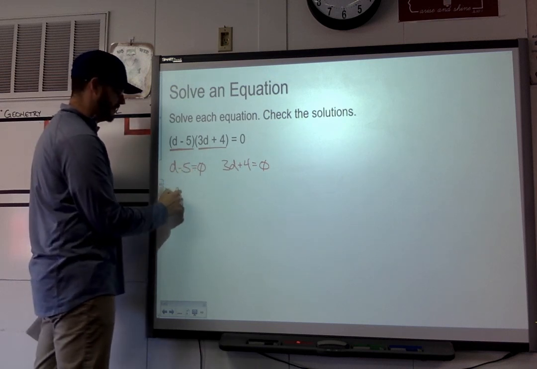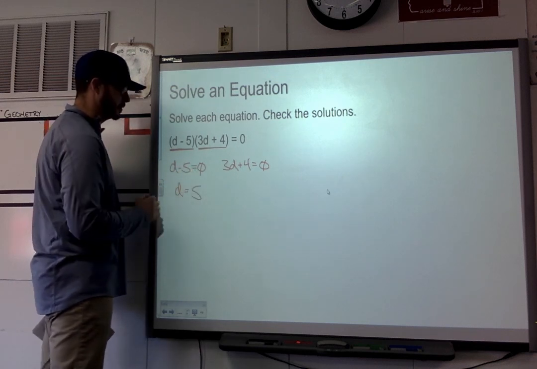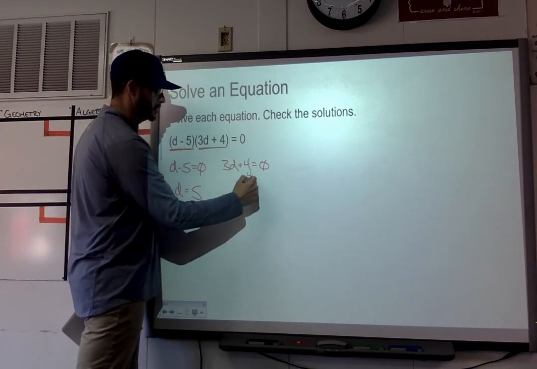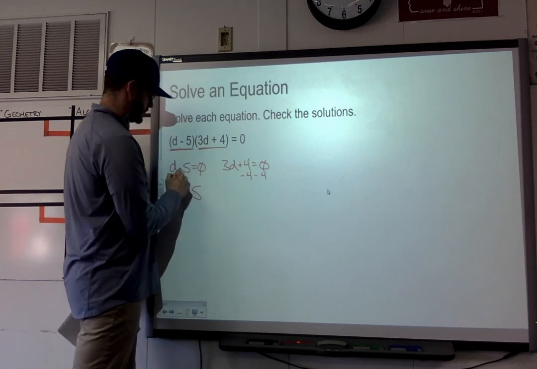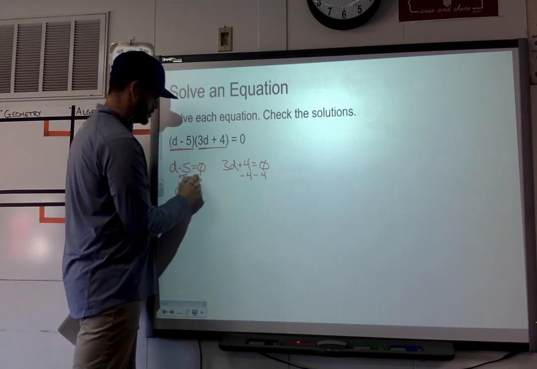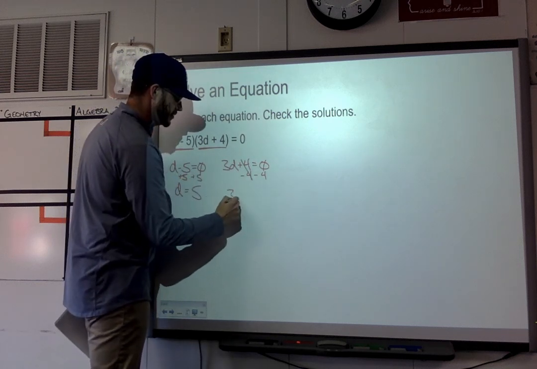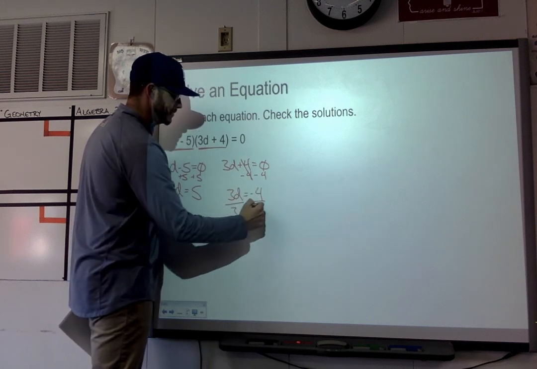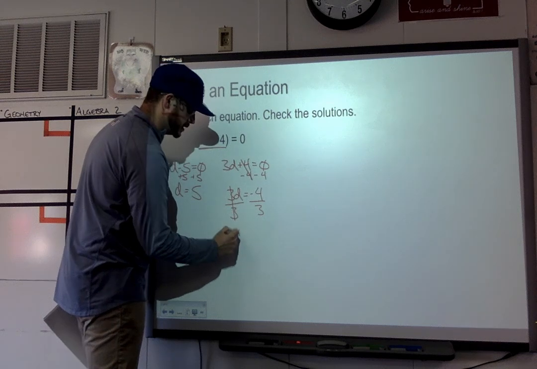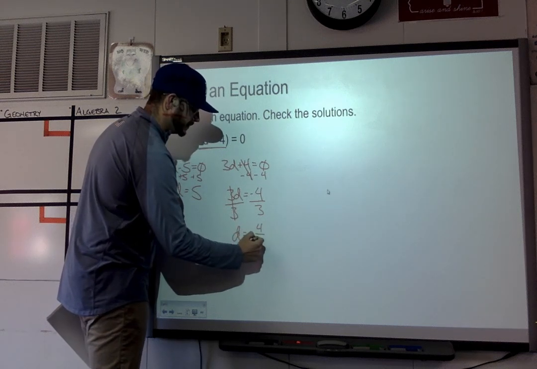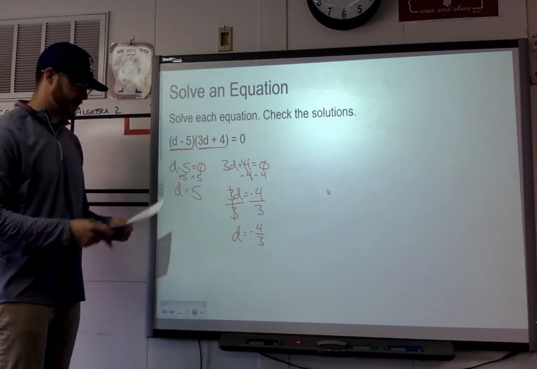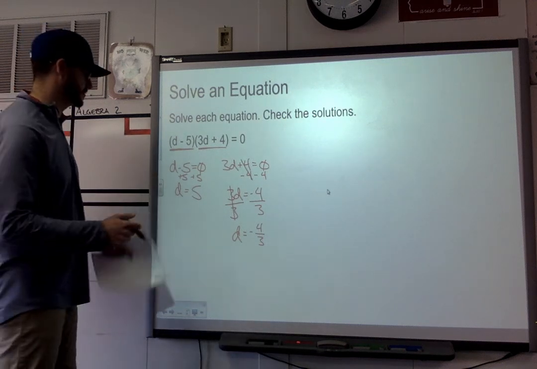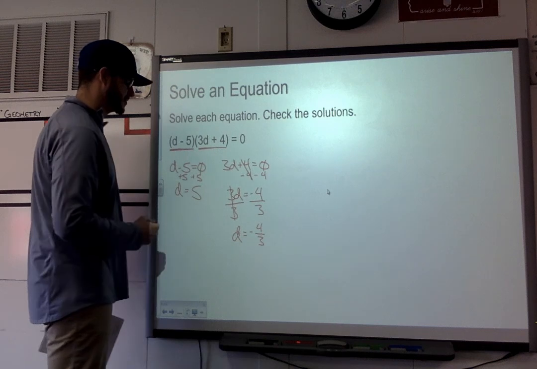Here we're going to add 5 to both sides. We get d equals 5. Here we need to subtract 4. So 3d equals negative 4. Divide by 3. And we get d equals negative 4/3. Now we need to check this to make sure it works. We have to check both of our solutions.